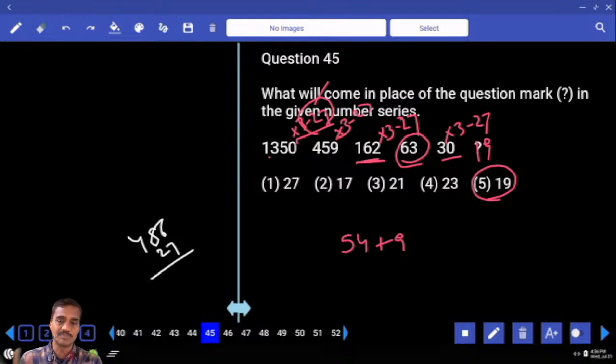Again, minus will become plus. As simple as that. Clear? From left to right, this is the procedure, or right to left, into 3 minus 27. In either way, you will get the same answer. Now this is about question number 45. Clear? Any doubts in this paper?